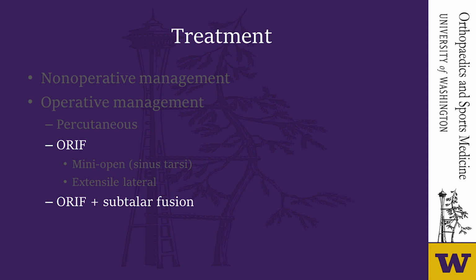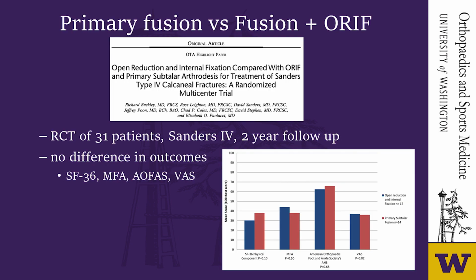Finally, subtalar fusion is an option for primary treatment of some fractures, generally those that are comminuted or have severe cartilage loss. This RCT out of Canada was published in 2014, comparing RAF versus RAF plus subtalar fusion in Sanders 4 calcaneus fractures. At 2-year follow-up, they found no difference in outcomes, although at 31 patients, the study was underpowered.